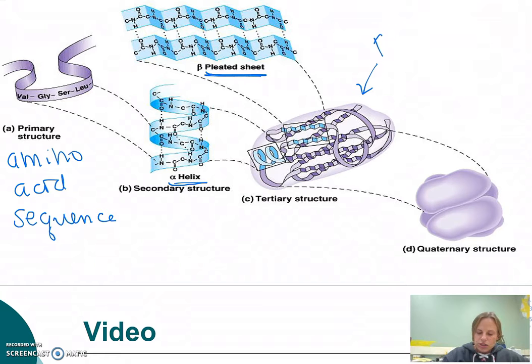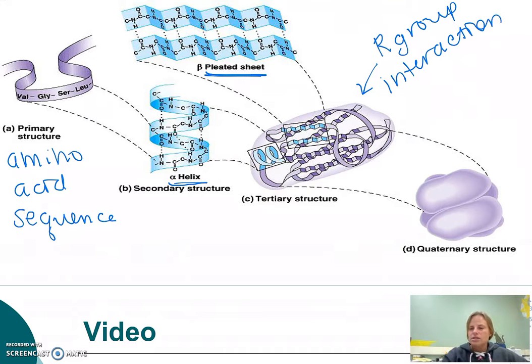The tertiary structure is when your R groups start to interact, and they're going to have hydrophilic interactions, van der Waals interactions. You'll have hydrophobic interactions. You'll have ionic bonds between charged R groups. Then we get to our quaternary structure, where you have R group interactions between polypeptides. So one polypeptide's R groups interact with the next polypeptide's R groups.